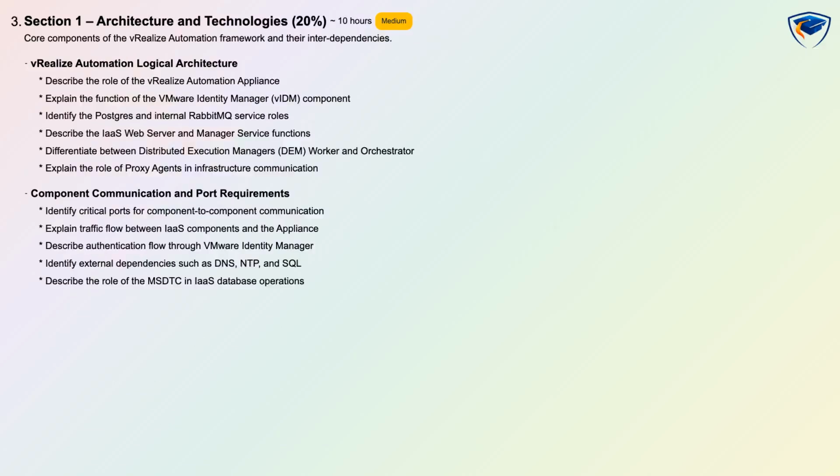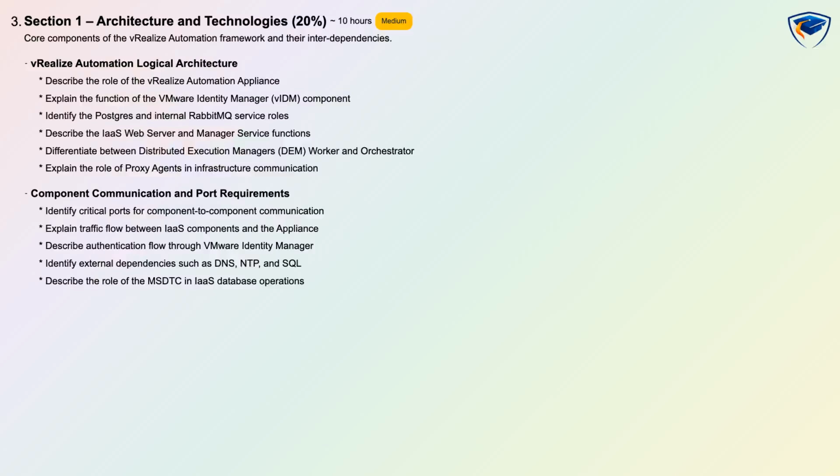Section 1 Architecture and Technologies represents 20% of the exam, is medium difficulty, requires about 10 hours of study, and is assessed conceptually and with scenarios. Expect to describe the vRealize Automation logical architecture, including the appliance, VMware Identity Manager, Postgres and RabbitMQ roles, the IaaS web server, manager service, and DEM worker and orchestrator functions.